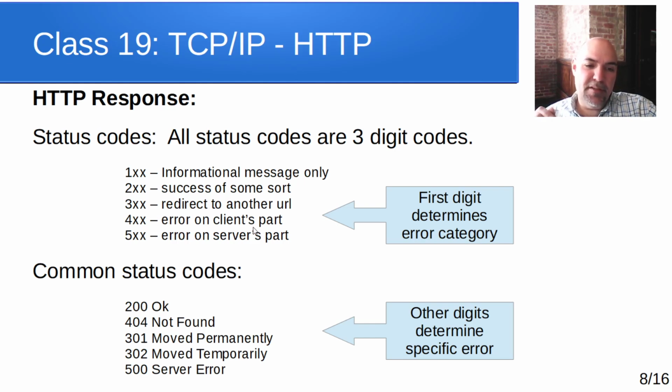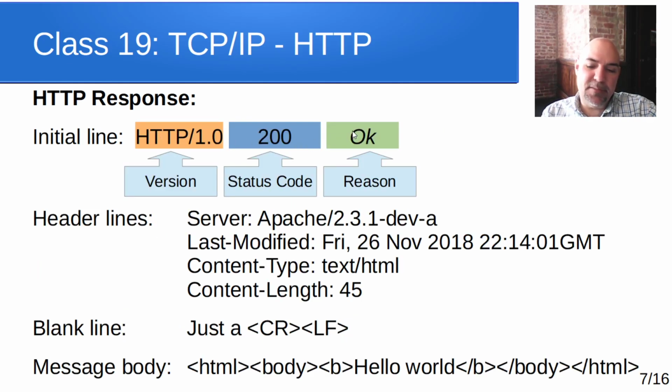301 moved permanently. 302 moved temporarily. 500 server error. But the other digits determine the specific error within these categories that we have here. And every time you get a response from a request, it's going to have one of these codes because that first line has to be there.